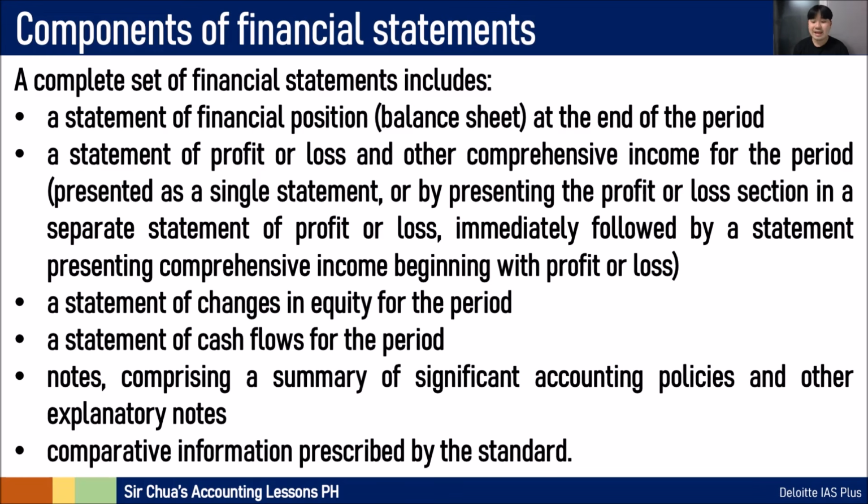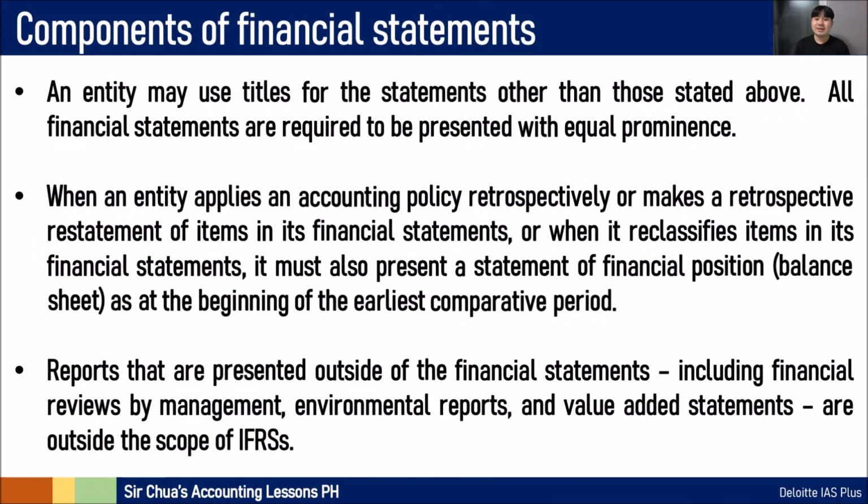And the standard also tells us that you should be presenting comparative information. So, for example, your balance sheet should include 2 years as a minimum, which is 2022 compared with 2021. Dapat po, you present your FS na ganun ang style. An entity may use titles for the statements other than those stated above or in the previous slide. All financial statements are required to be presented with equal prominence in a sense that no one is above the other.